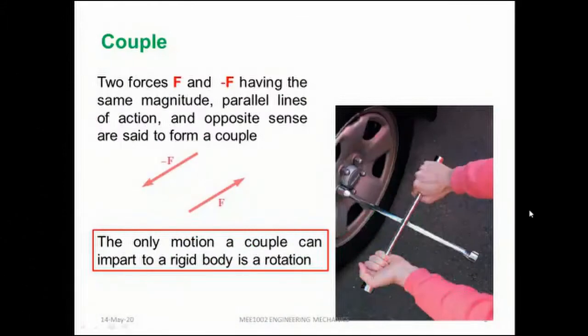Now let us discuss the concept of couple in this lecture. The definition of couple: two vectors of equal magnitude and opposite direction, parallel to each other, form a couple. So F vector equal in magnitude and opposite in direction and parallel to each other but not collinear will form a couple.